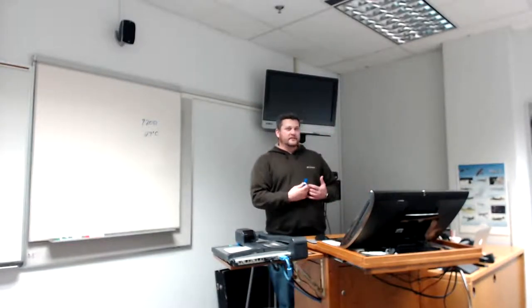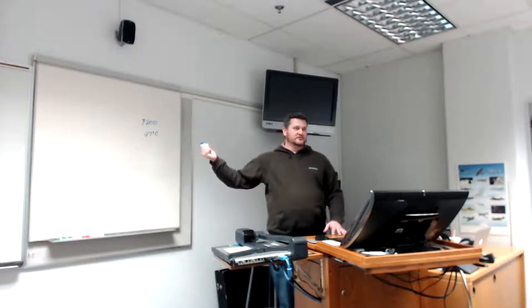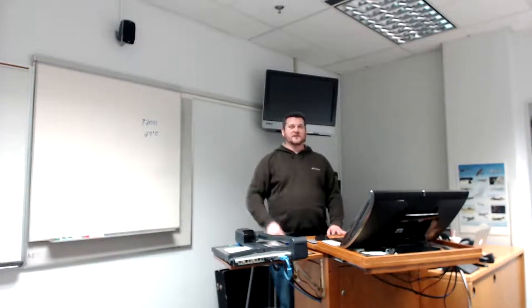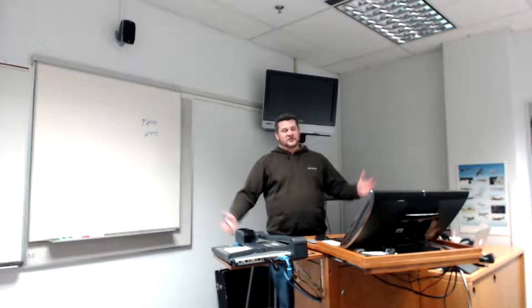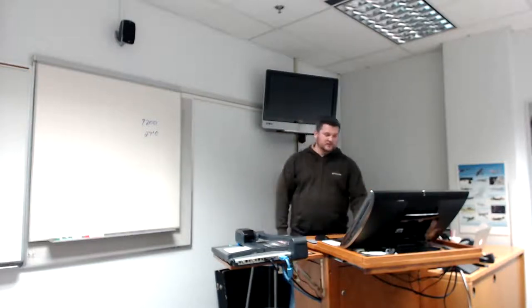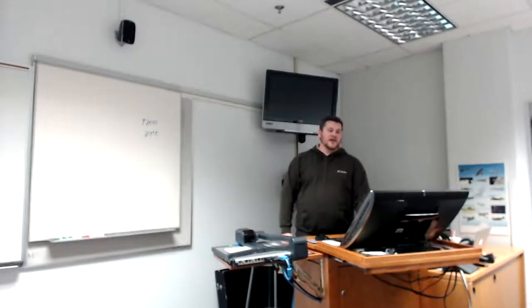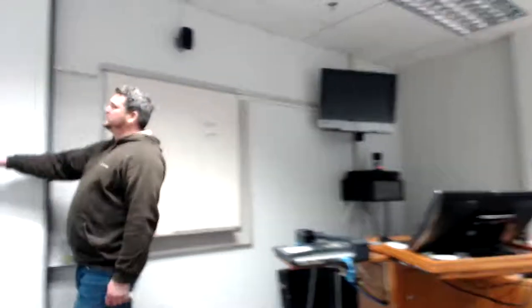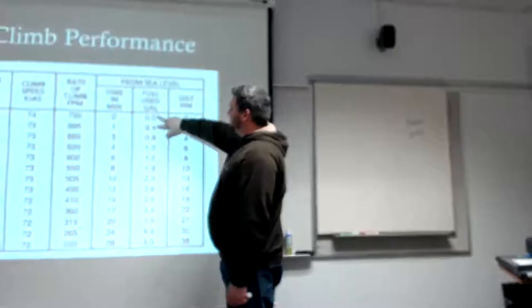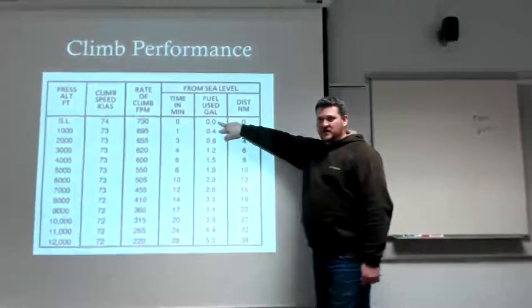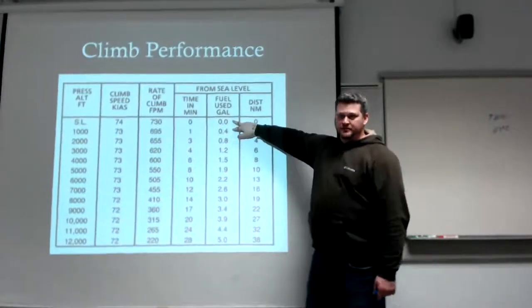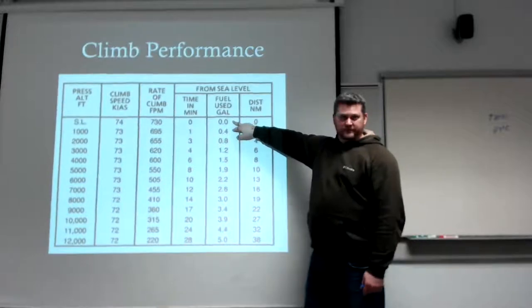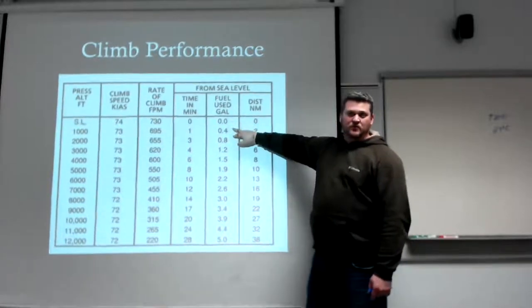You know what I did? I created a spreadsheet with all the different variations that I want. You'll do the same thing for that chart. Look at the fuel use numbers. There's a 1,000-foot difference, and it's only a 0.4-gallon difference. So 500 feet is 0.2, 250 feet is 0.1. It really gets minuscule at some point.